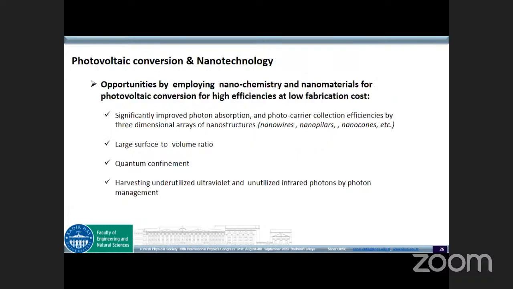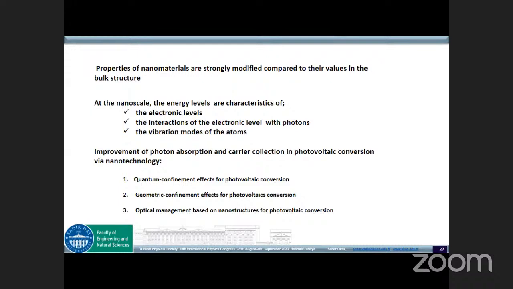What do we gain with nanotechnology? We have a large surface to volume ratio, which is very beneficial, and we scientifically improved that. We can improve photocarrier collection and absorption in nanowires, nanopillars, and nanocones. An important thing, which I'll talk about a little more, is that quantum confinement is an important issue to be followed in photovoltaics. When we go to the nanoscale, I'm not going to go into detail, but we change electronic levels, the interaction between electronic levels and photons, vibration modes, phonons, etc. So it gives us this quantum confinement effect in photovoltaics.